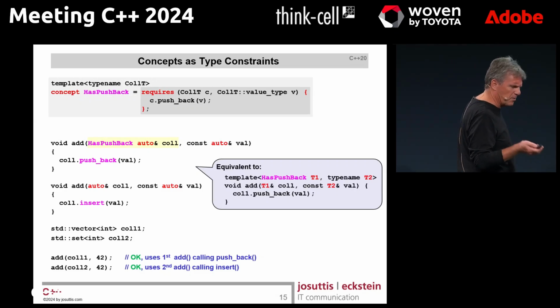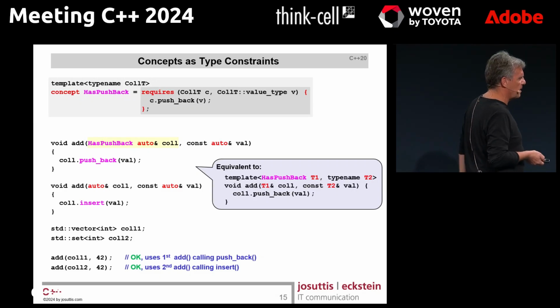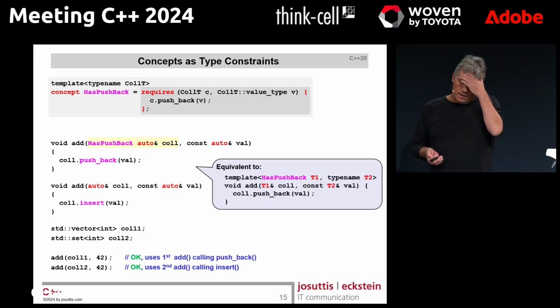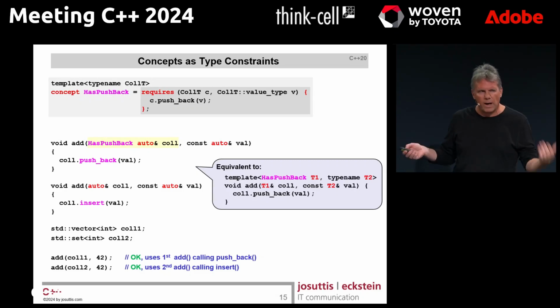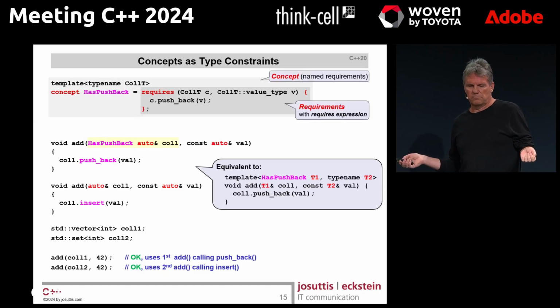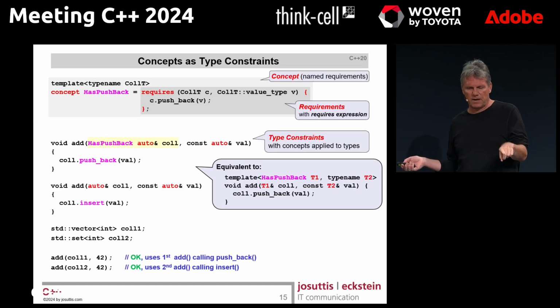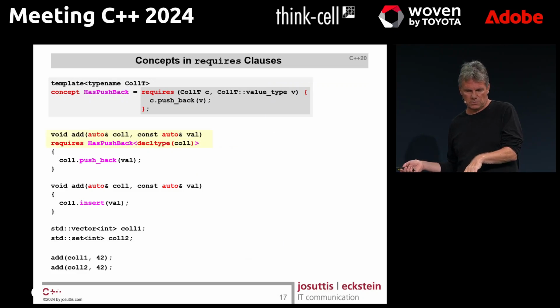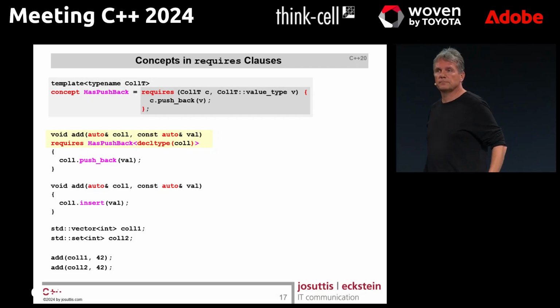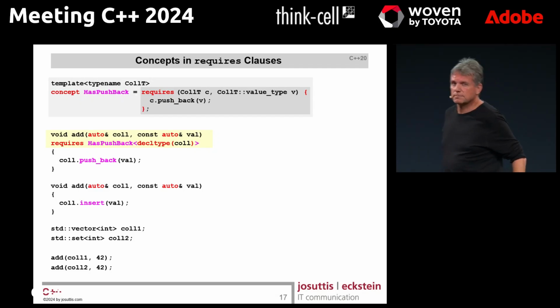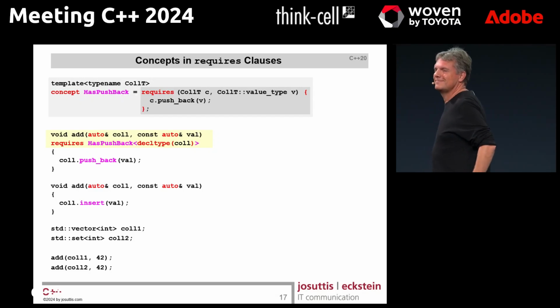Now, an interesting question might come up, which is, instead of directly applying a concept to auto, can I also use it in a requires clause? Well, we have requirements, we have a concept, we have type constraints. So can I switch to this? Think about it.